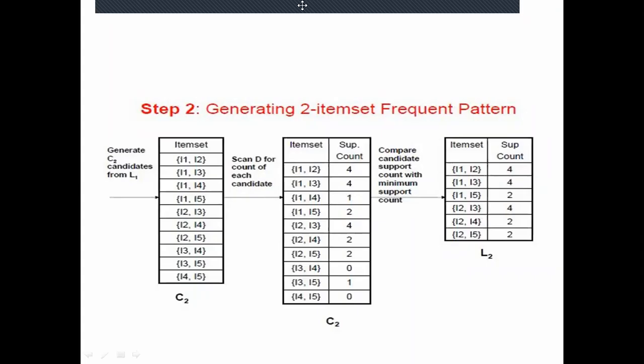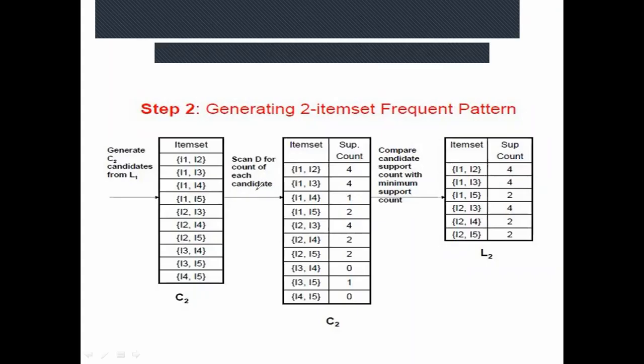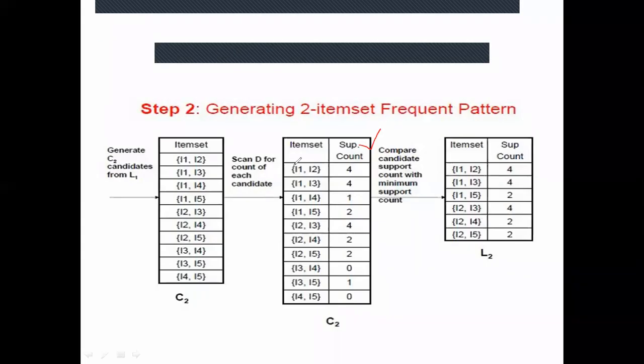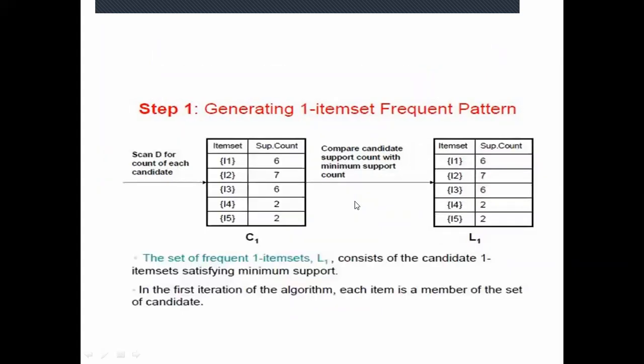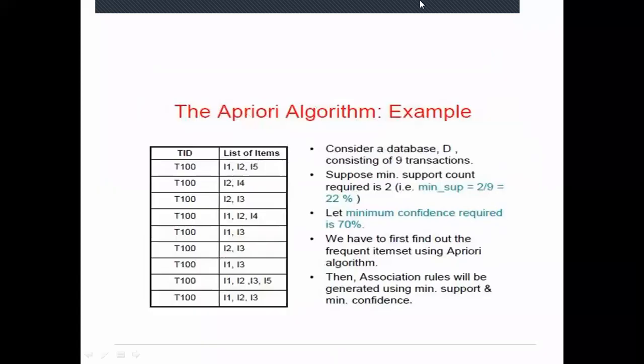Other steps are now the same. So what I will do now, I'll take the support count of these item sets. What's the meaning of that? Suppose I want to find out the support count of I1, I2. That means I need to find out in how many transactions these two items are being purchased together. That is the support count. So we will go to the previous slide and see how many times these two items, I1 and I2, are being purchased together.